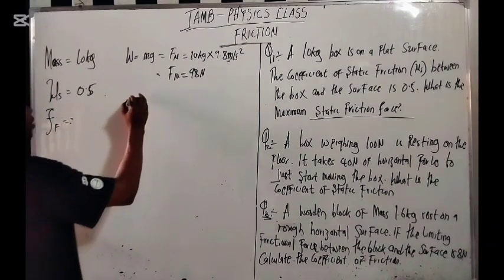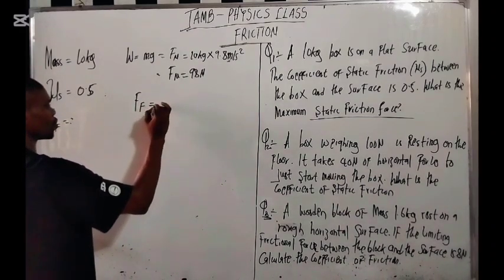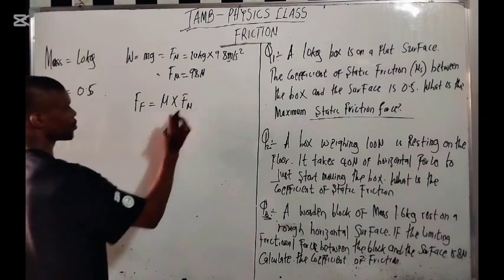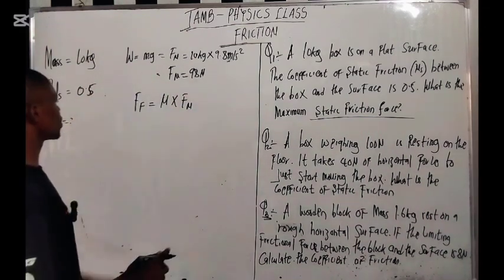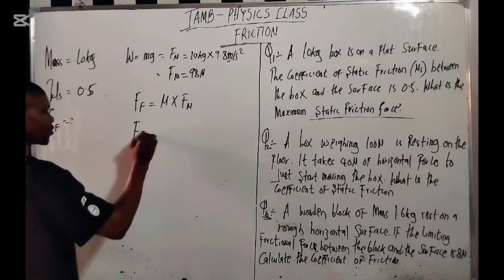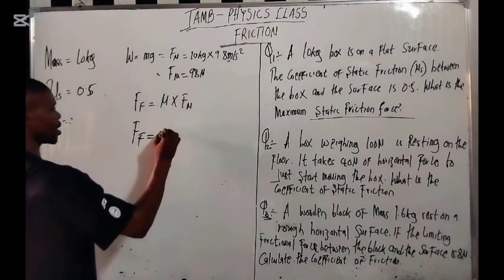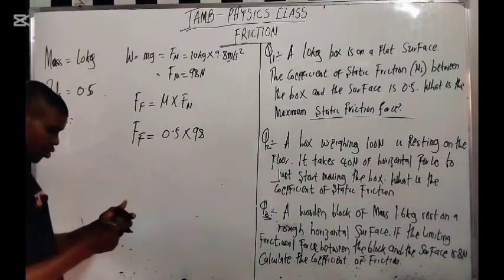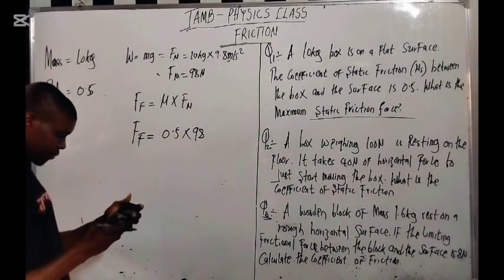Now, what is the formula again? Remember, I told you that our frictional force is equal to the coefficient of static friction times the normal force, right? So we have frictional force equals 0.5 times 98. So 98 times 0.5, here we have what?